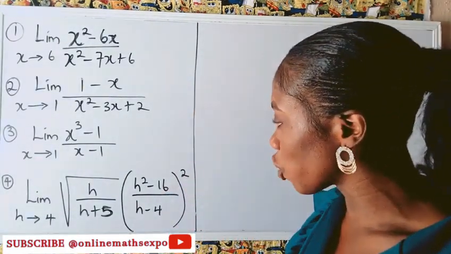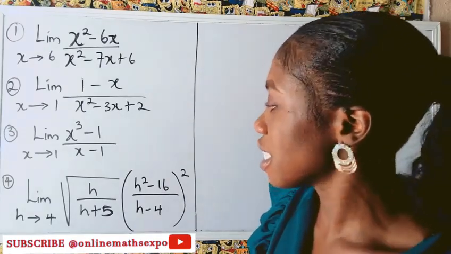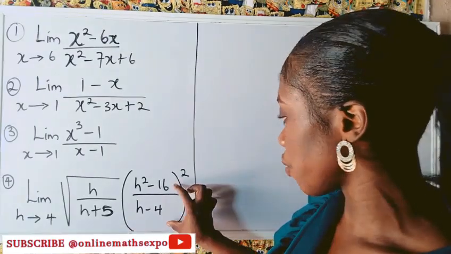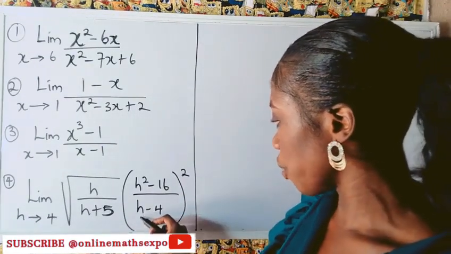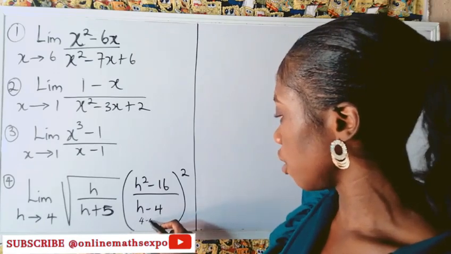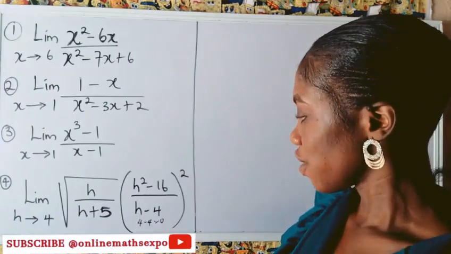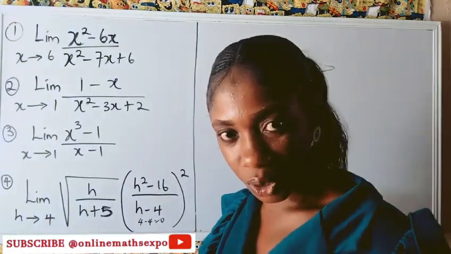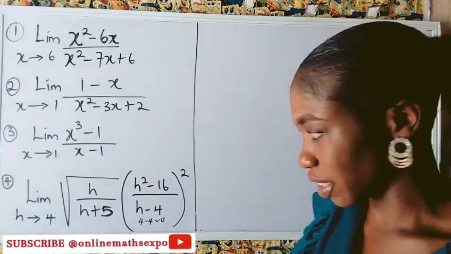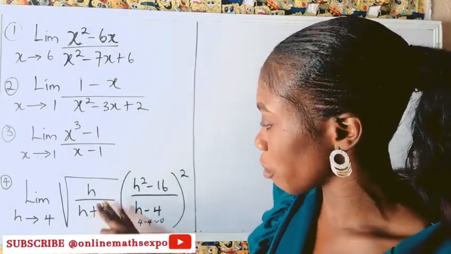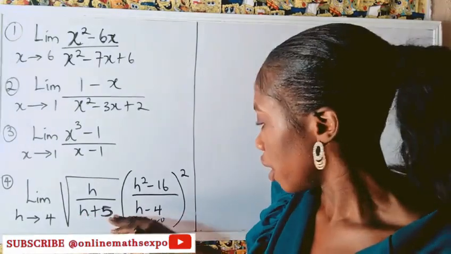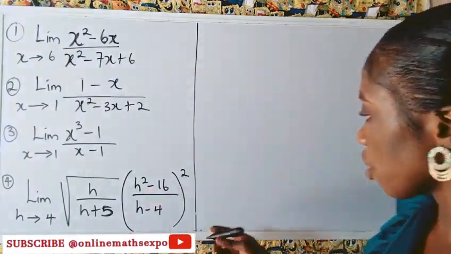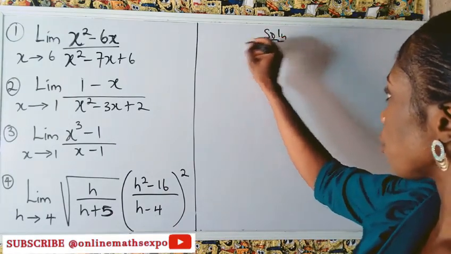Now let's look at what we do here. You notice that if you plug in the value of h at 4 into this function, this will be 4 and this will be 4, and 4 minus 4 will give us 0. So this function cannot go by direct plugging. So we are going to factor. So which one are we factoring? Here we don't need to factor this because there is nothing to be factored. Let's go to this. We are going to have the solution for number 4.